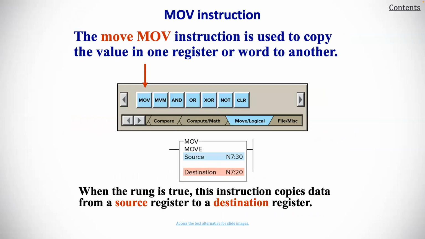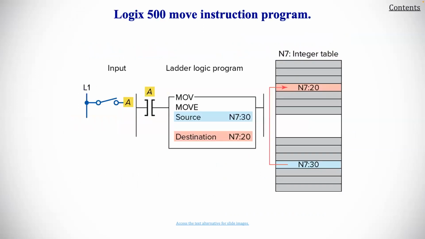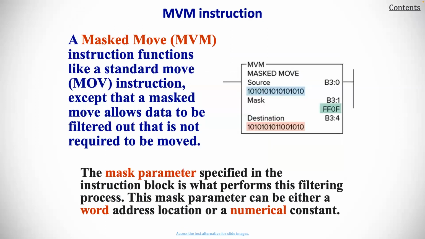For the move instruction, it is used to copy the value in one register or word to another. When the rung is true, this instruction copies data from a source register to a destination register. Here it gives you an idea how the Logix 500 move instruction program would work. And so you can see that.